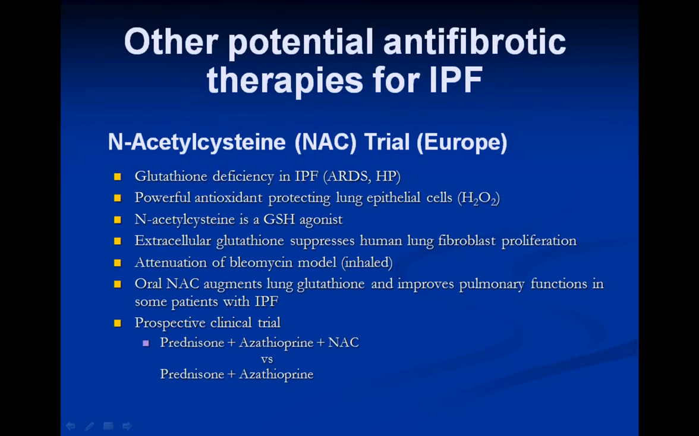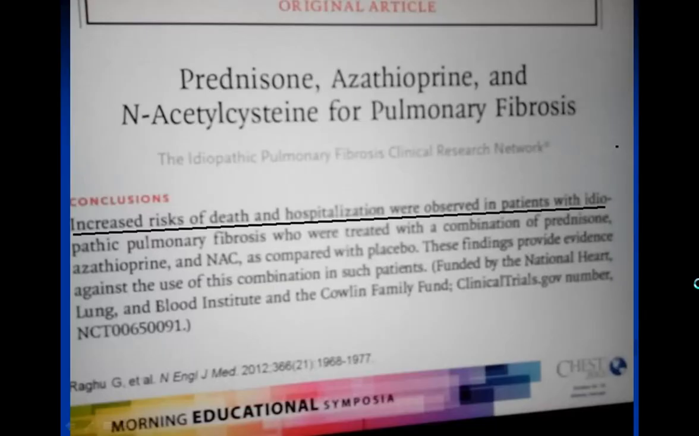Other potential antifibrotic therapies for idiopathic pulmonary fibrosis include N-acetylcysteine, N-acetylcysteine with pirfenidone, and azathioprine. Many trials were done on prednisolone, azathioprine, and N-acetylcysteine for use in pulmonary fibrosis.